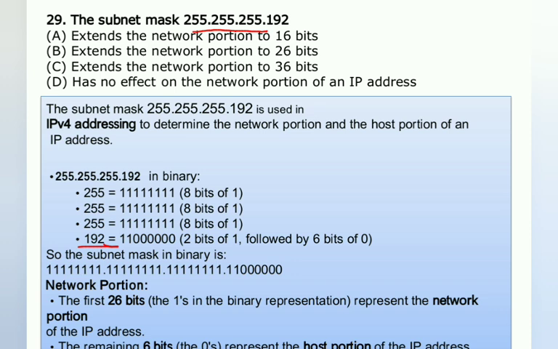So the network portion has the first 26 bits, that is the ones in the binary representation, and the remaining 6 bits are zeros in the host portion. So in the network portion there are 26 ones and in the host portion there are 6 zeros. Thus the subnet mask 255.255.255.192 extends the network portion to 26 bits. So the answer is 26 bits.